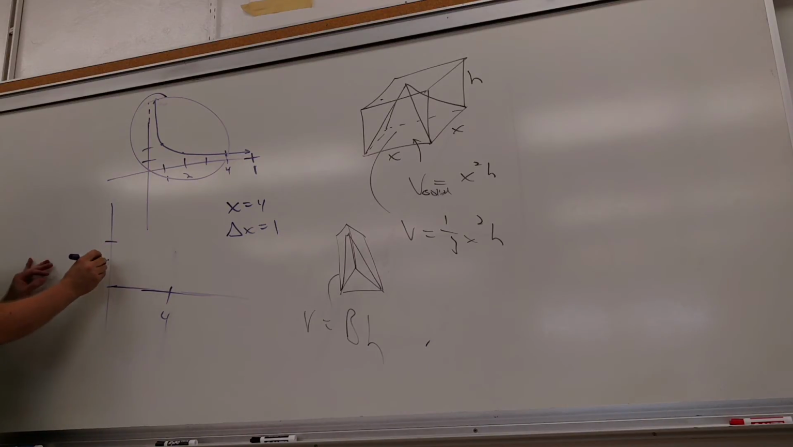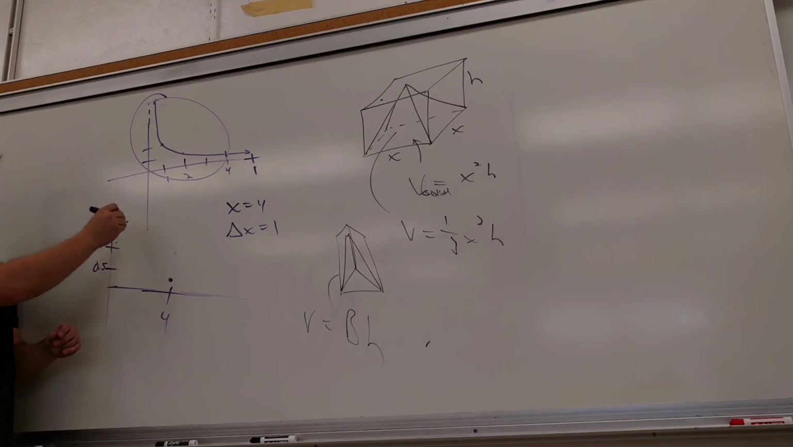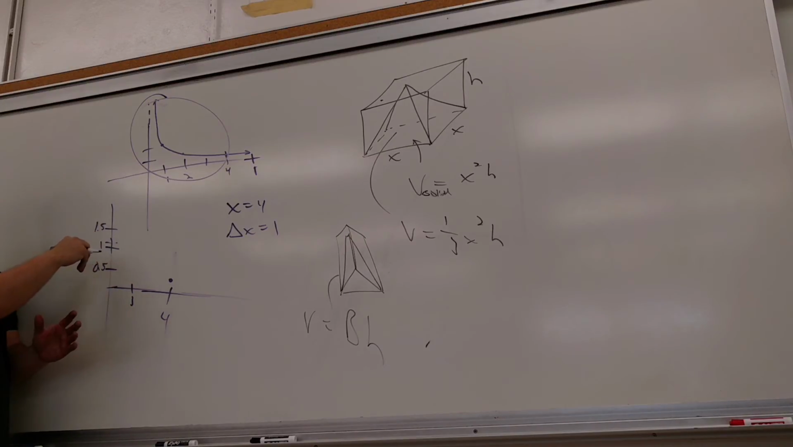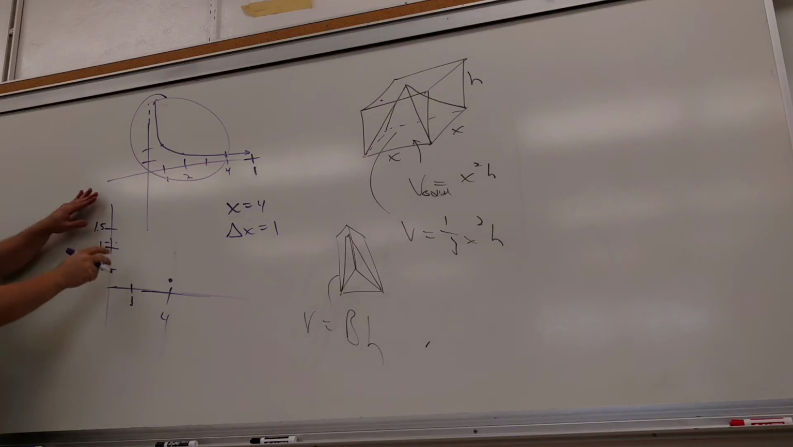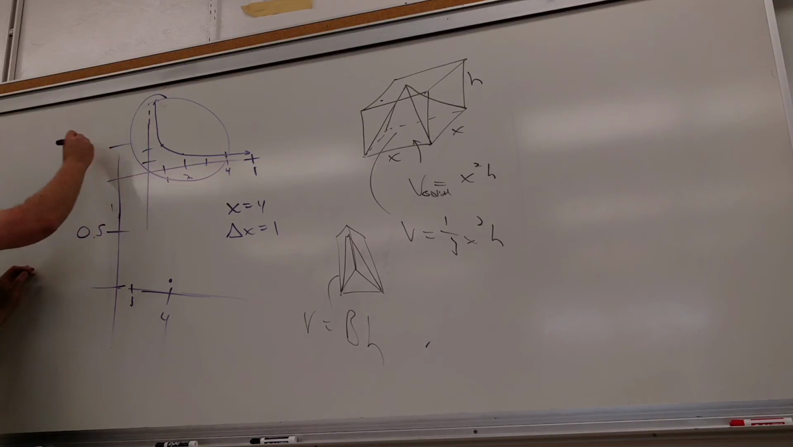So at 4, this is 0.5, 1, 1.5. So at 4 it's 0.5, right? And I guess we should do one more thing. At 3 it would be 2/3, 0.6, so it's right there. We need an even better scale. I think you see what I'm saying. I can zoom in even more and say, okay, let this be 0.5, and then this is 1.